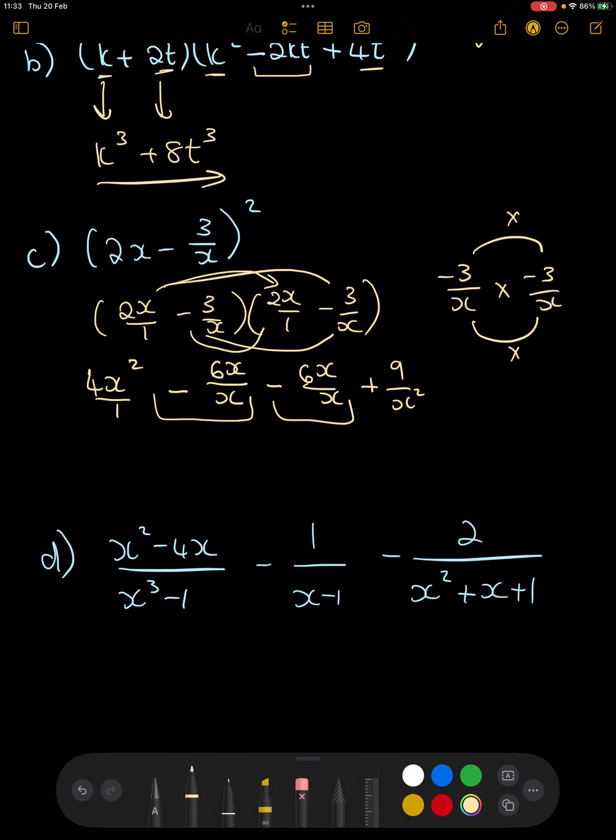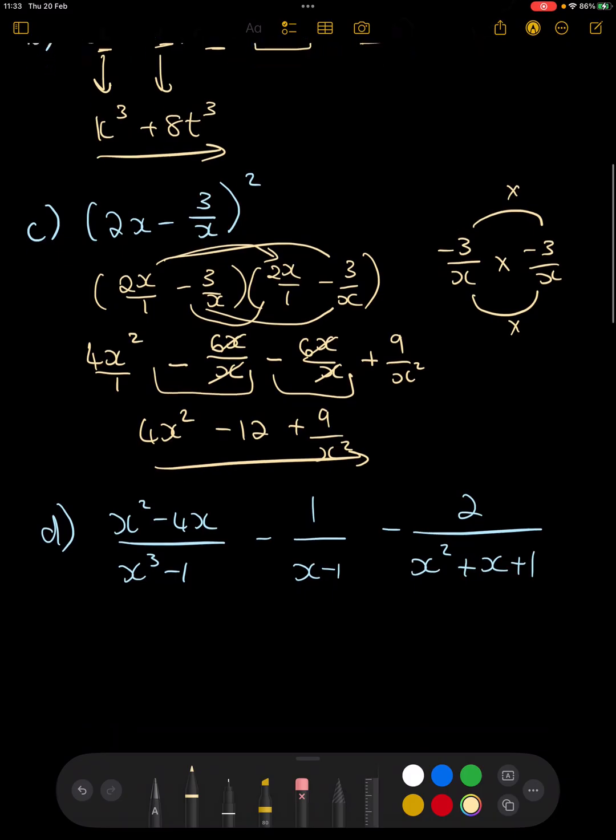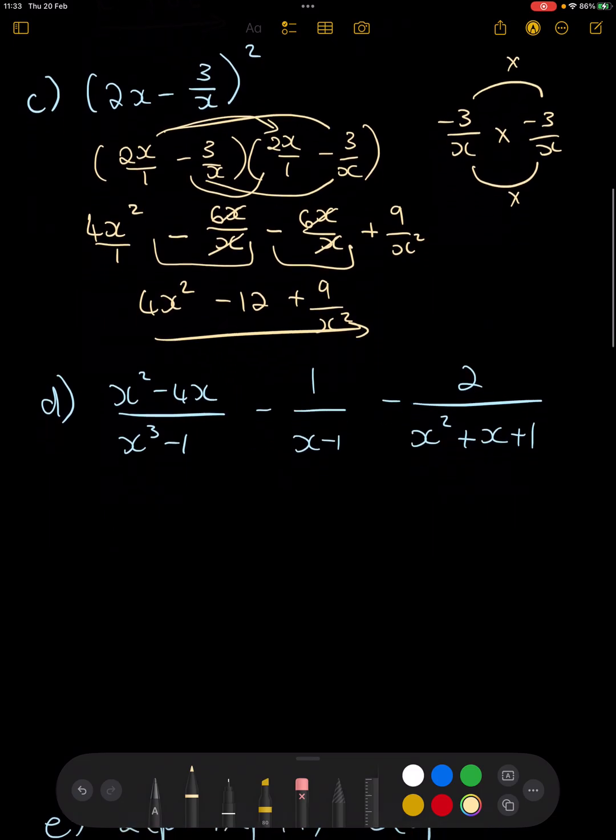These two are like terms, so I'm going to add them. But first I see that the x's can actually cancel each other out. So I'm left with 4x squared minus 12 plus 9 over x to the power of 2. You have to look at your mark allocation. If this is a 4-mark question, you would then have to go a step further and get an LCD. But in this case, we are going to leave our answer as that.